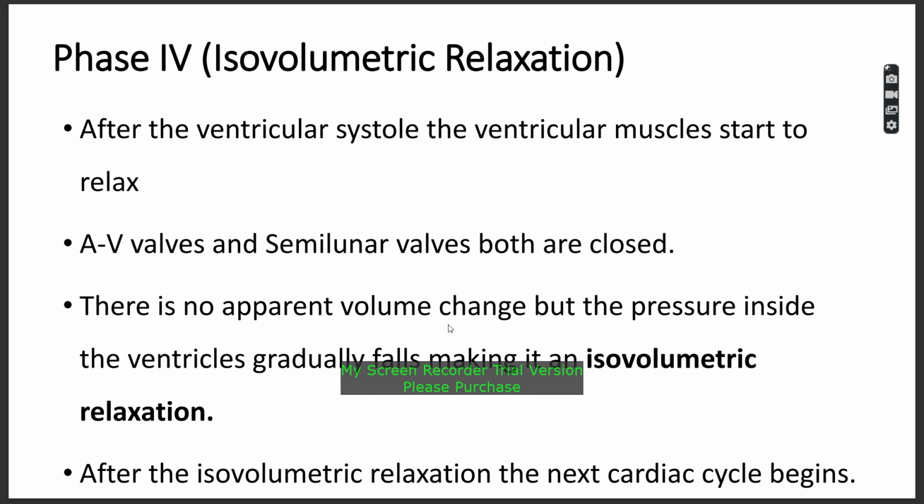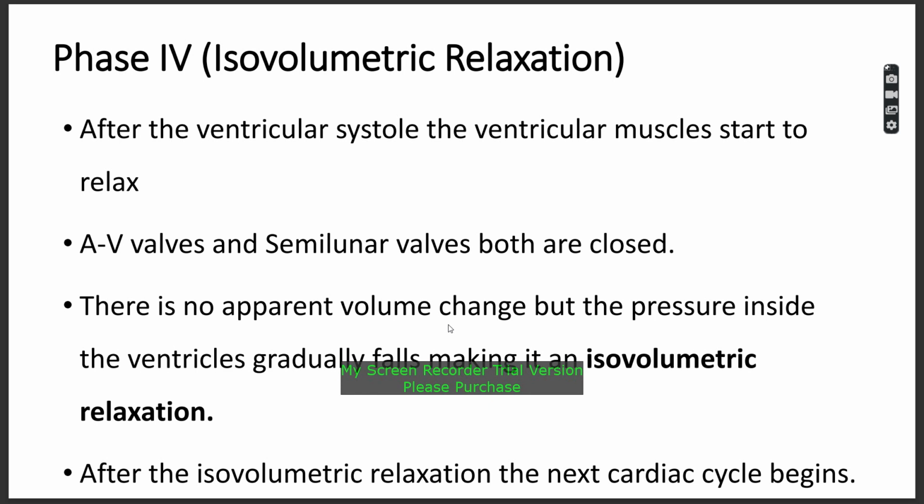Then in phase 4, the ventricles relax again. AV valves are now closed and semilunar valves are again closed, right? So as the pressure starts to drop within the ventricles, these valves are closed, and isovolumetric relaxation means keeping the volume the same.